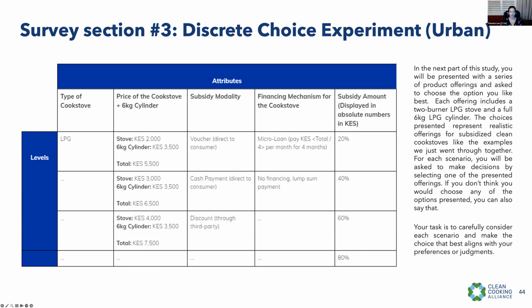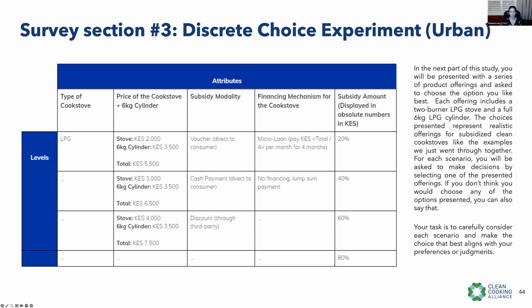So now you're going to see what we are including in the discrete choice experiment. The attributes, you can see across the top, start with the price of the cook stove. In this case, we are testing the stove plus a 6 kilogram cylinder of LPG, so that as a package up front, they're getting what they need to begin using the LPG stove. The price is listed including the stove and the cylinder. The price of the stove is what changes. The cylinder price does not, but we're giving them the total price there.